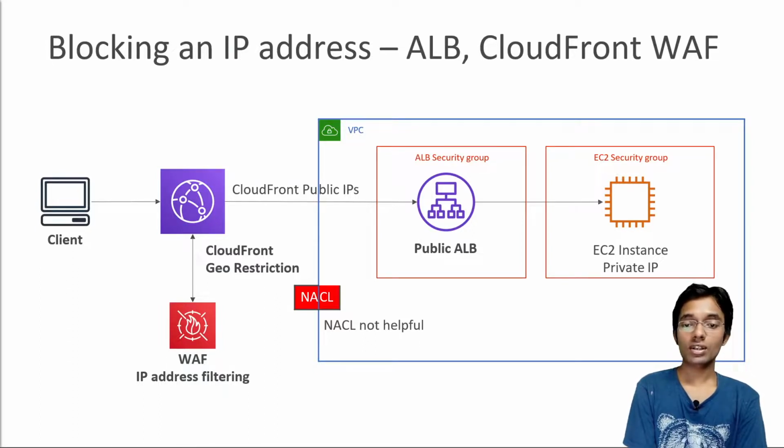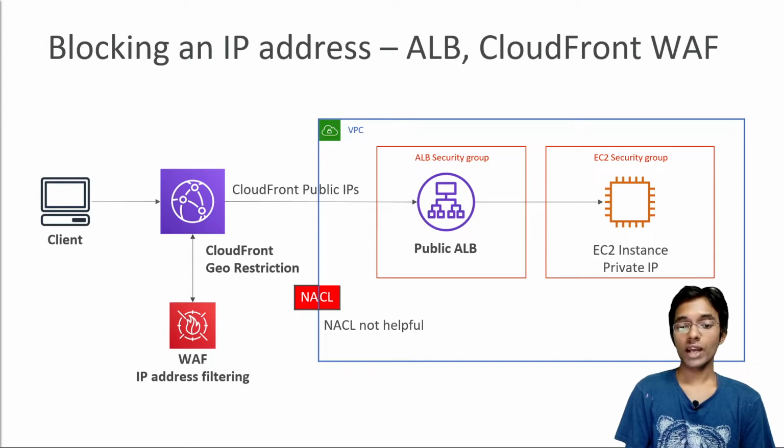So as such, the network ACL, NACL, which sits at the boundary of our VPC, is not helpful at all because it cannot help us block the client IP address. And so in this case, if we are trying to block a client from CloudFront, we have two possibilities. Say we are attacked by a country, then we can use the platform's geo restriction feature to have all clients from that country denied on CloudFront. Or if there's one specific IP that is attacking us, we can again use web application firewall, WAF, to do some IP address filtering, just like we did before.